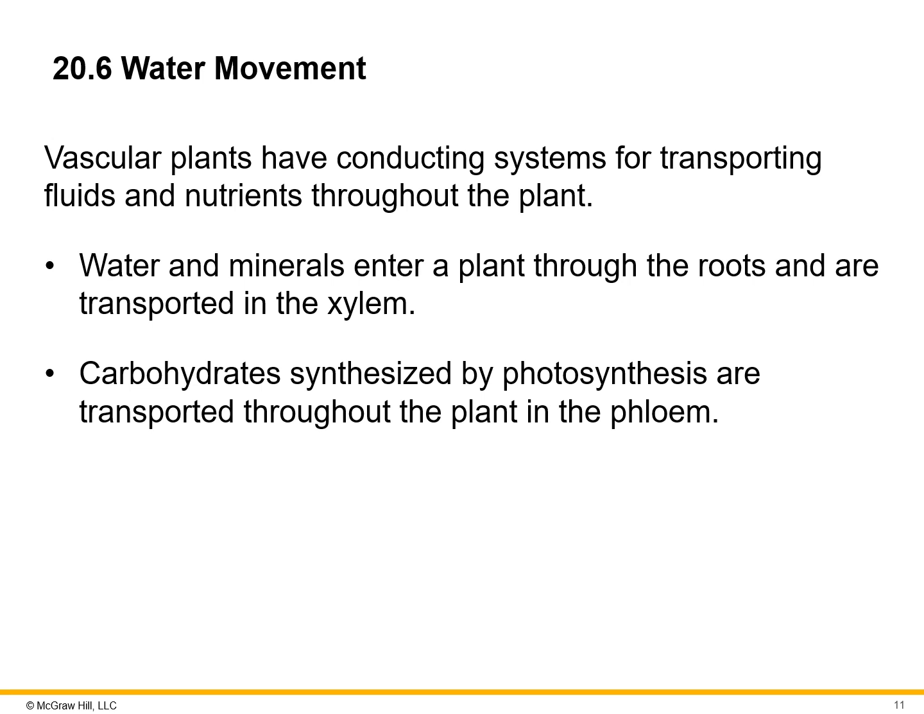And now just focusing on how water actually moves through the plant. Of course the vascular plants do transporting using the xylem and the phloem. When we're talking about water, of course, the xylem. Those water and minerals enter through the roots, through those root hairs, and then they're transported in the xylem. Now the carbohydrates, the food from photosynthesis, are transported by the phloem. So again, xylem, water; phloem, food.